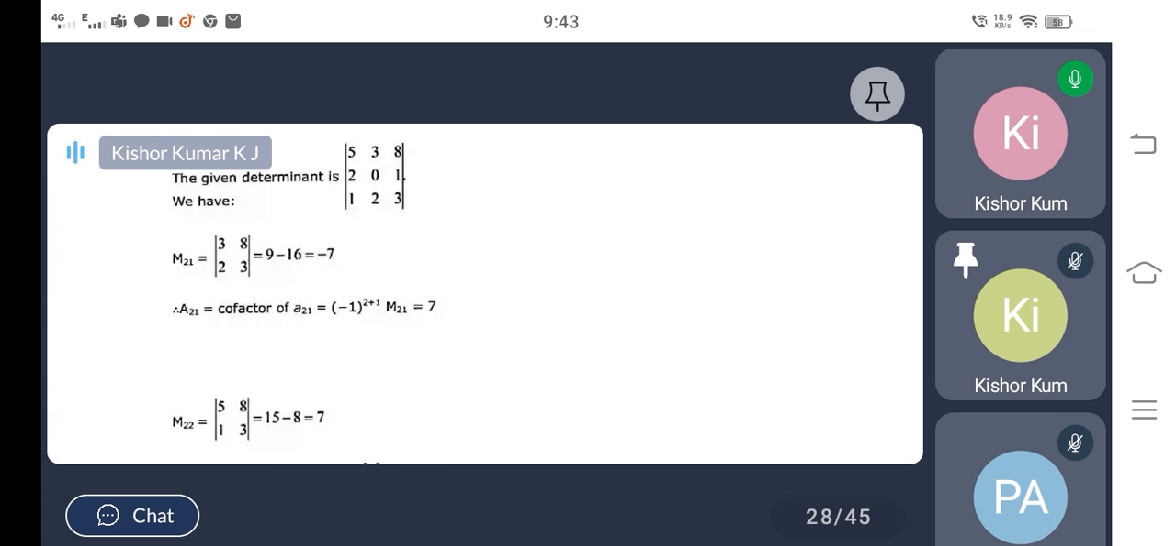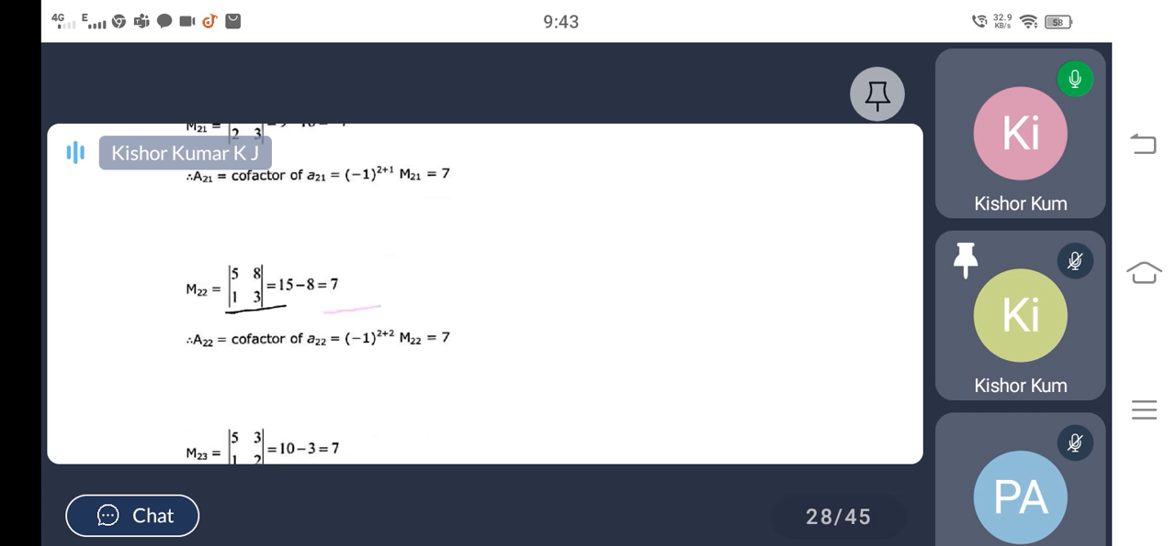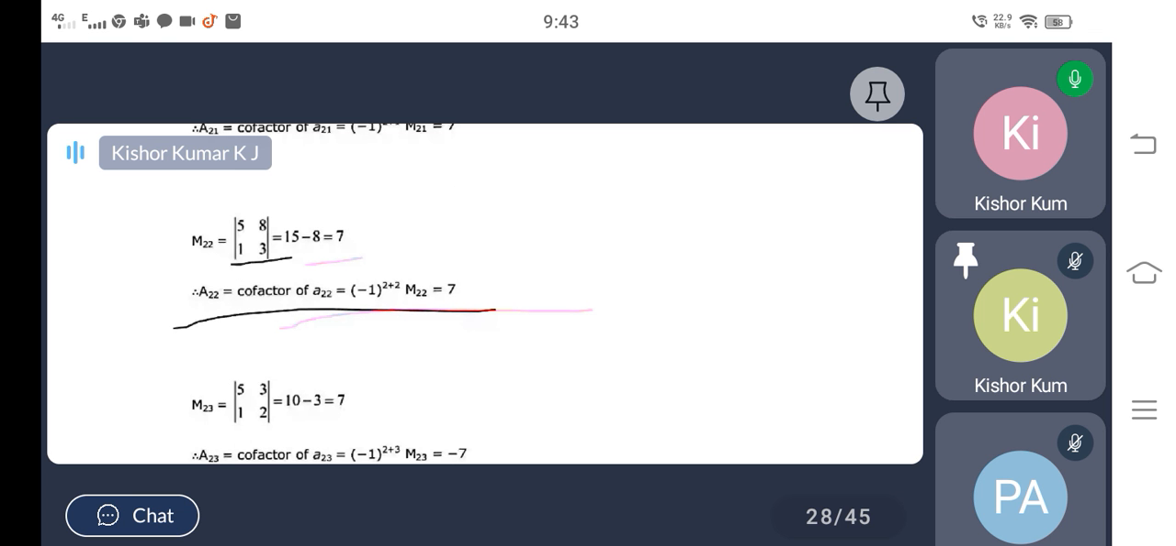Now we move to the second element, M22. Delete the corresponding row and the corresponding column, and the determinant will be 5, 8, 1, 3. Evaluate this determinant: 5 threes are 15 minus 8 ones are 8, so 15 minus 8 is 7. The corresponding cofactor A22 is equal to minus 1 to the power 2 plus 2 into M22, that is equal to 7 only. Because minus 1 to the power 4 gives us plus 1, and the M22 value here is plus 7. 1 into 7 will be 7.